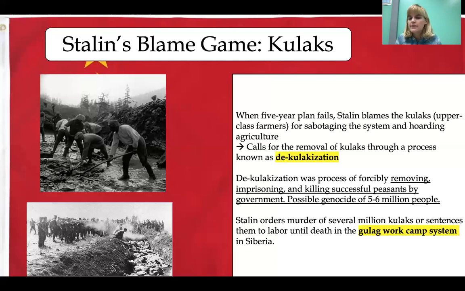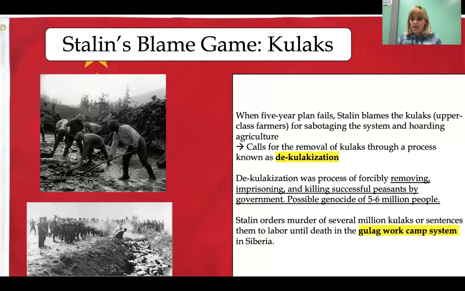So Stalin essentially says that after the 5-year plan fails, that the kulaks are the ones that sabotaged the system, okay? These people, these former capitalists who made all this money, they sabotaged our collective culture. They hoarded all the agriculture. Everything that was grown that extra, they were the ones that hoarded it. And he convinced other people within the Soviet Union that the only reason the 5-year plan will fail is because of these kulaks. And so he's going to call for the removal of these people, okay?